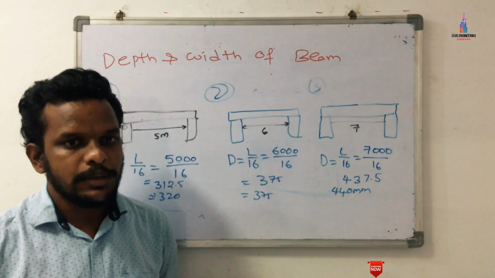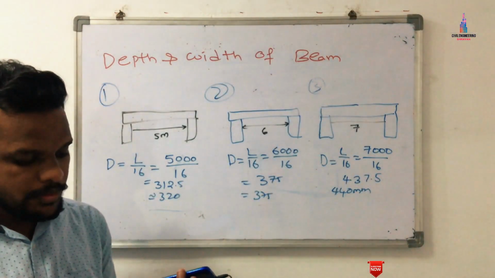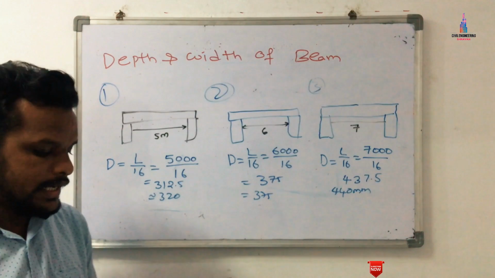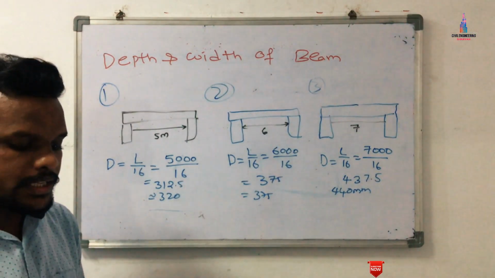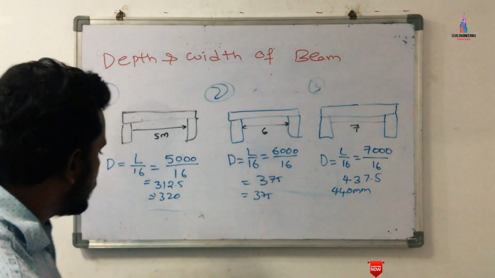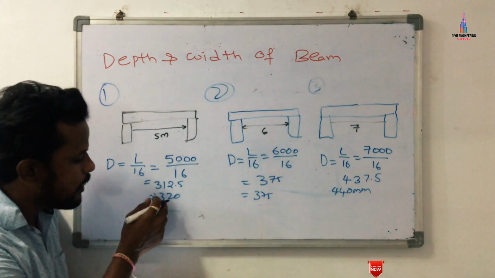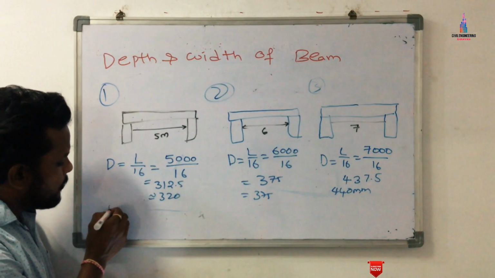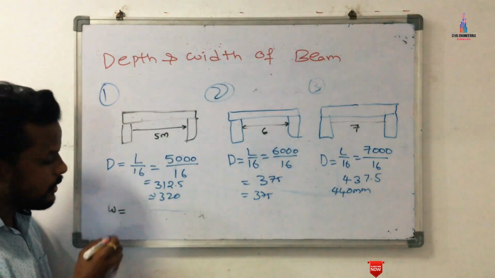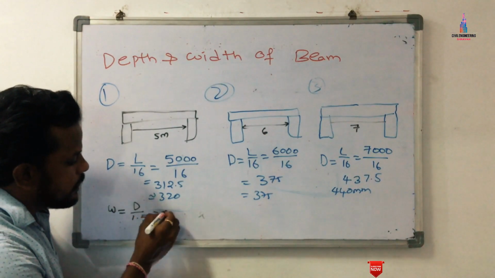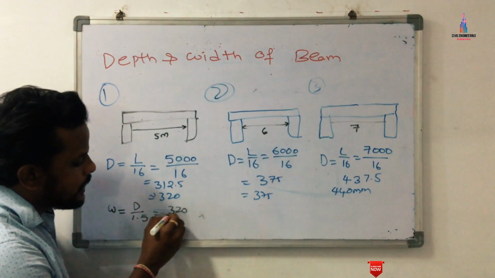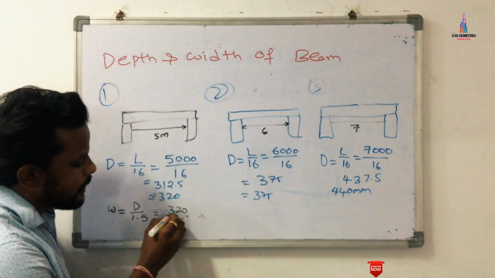Okay, this is the first step: we need to calculate the depth of the beam. In the same process, we also have to calculate the width of the beam, and for that we need the depth of the beam. Here the depth of the beam is around 320. So the width of the beam is approximately equal to the depth of the beam divided by 1.5, which is 320 divided by 1.5.